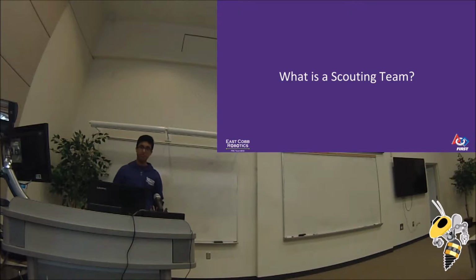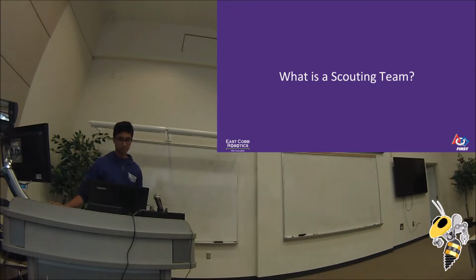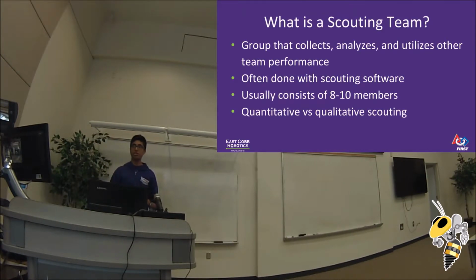So what is a scouting team? When you think of FIRST, you often think of build, programming, and electrical. But scouting isn't necessarily the first thing that comes to mind. A scouting team is a growing phenomenon in FIRST, especially Georgia FIRST, as it gains more and more importance. At its basic level, it's a group that collects, analyzes, and utilizes other team performance during competition, and it's often done with a specialized scouting software that's specific to each competition, which has a digital platform. It usually consists of 8 to 10 members, but as we'll go on, I'll show you how it really goes from anywhere from 5 or 6 to 13 or 14.